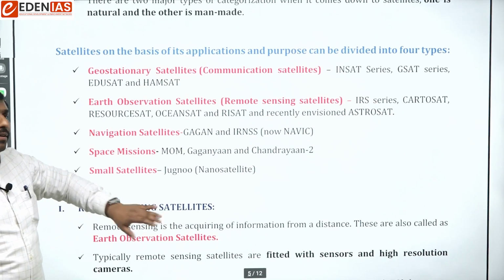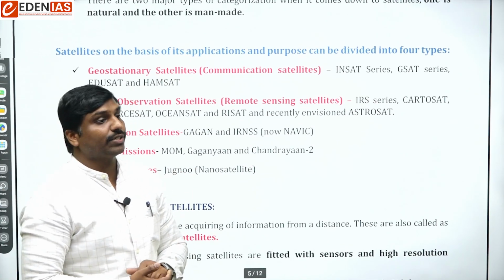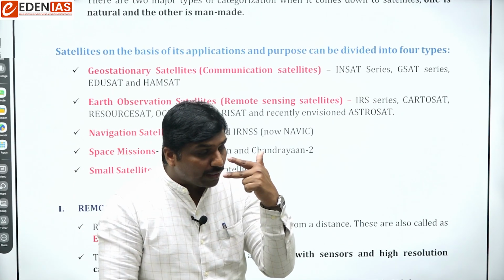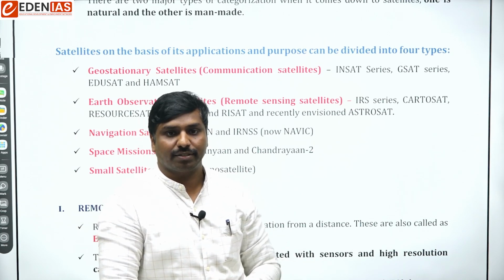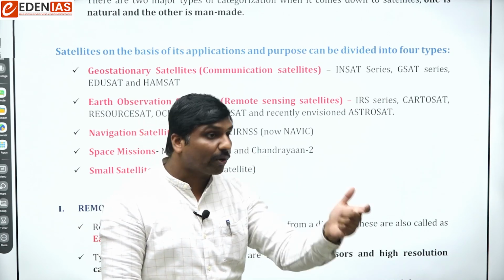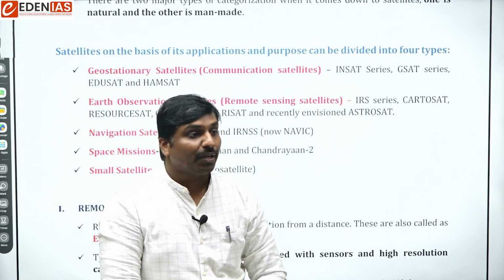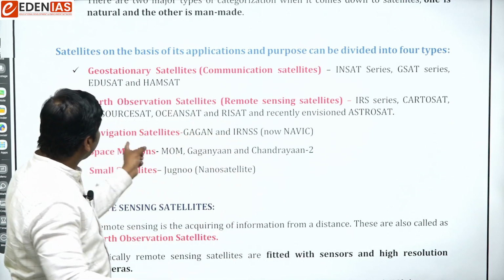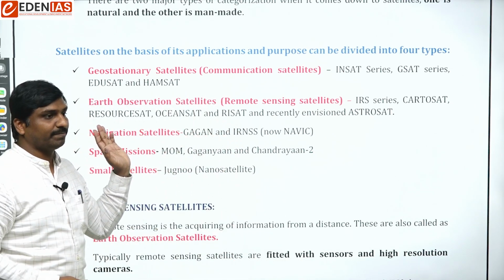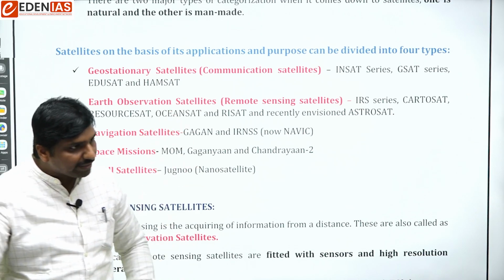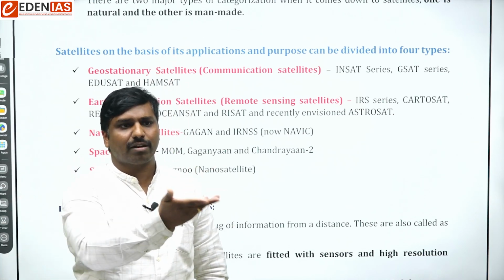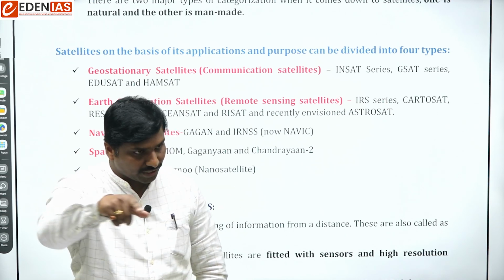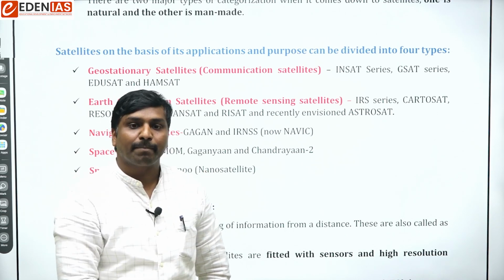Then we have another type of satellites which are used to track the navigation of various objects, the geographic location of the objects. Okay, those satellites are nothing but navigation satellites. Navigating means movement. Can you understand that? When you move in Ola, Uber, all these things, you get a navigation chart. You can see tracking.